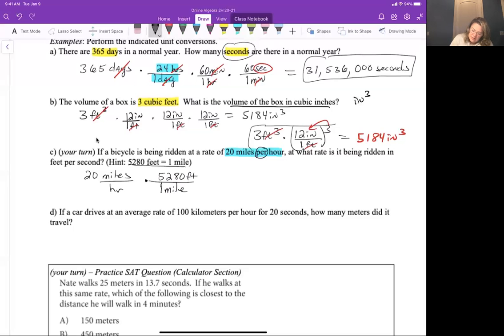Okay, they wanted it in seconds. Miles has canceled, but I'm still left with feet per hour right now. And that's not what I want. So I've got to keep going.